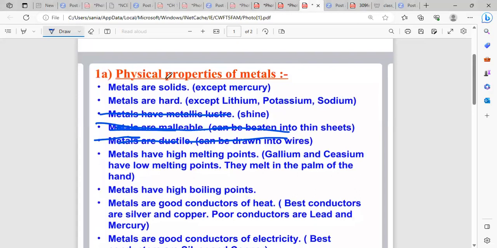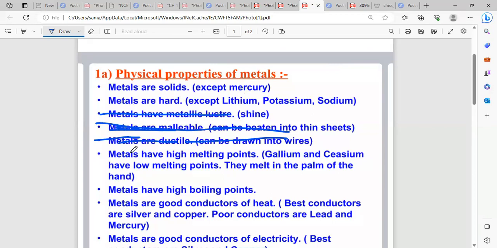Right. So over here, these are some exceptions. I told you that all metals are solid, but there is one metal, mercury, that is not solid. So you will write: all metals are solid except mercury. Then I told you metals are hard, but lithium, potassium, and sodium are not hard. Then metals have a high melting point, but gallium and cesium have such a low melting point that even if you keep them in your palm, they will melt.